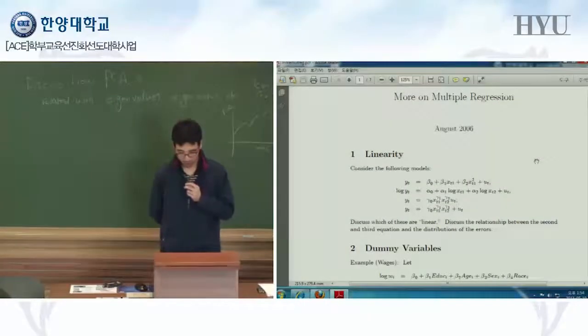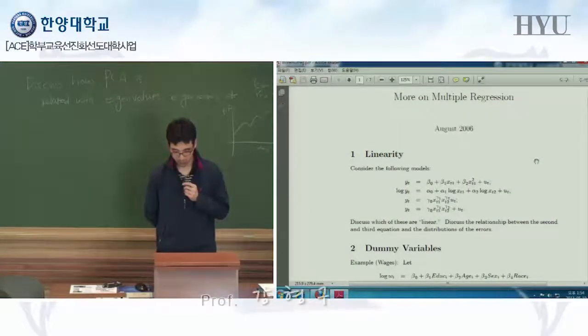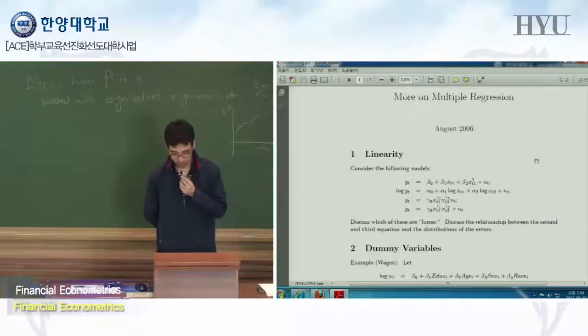The first one is y_t = β0 + β1 x_t1 + β2 x_t1² + u_t. So basically we have four models. Discuss which of these are linear. Discuss the relationship between the second and third equation and the distribution of the errors. So which ones do you think are the linear models?